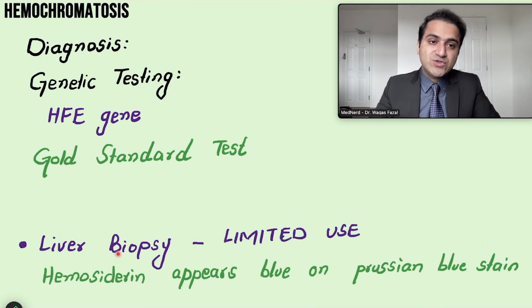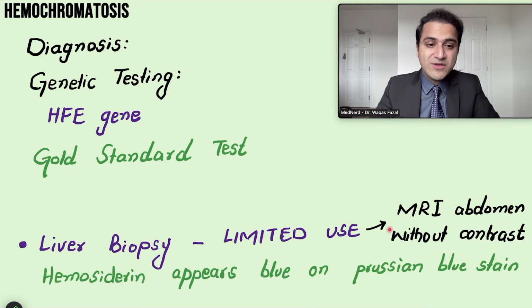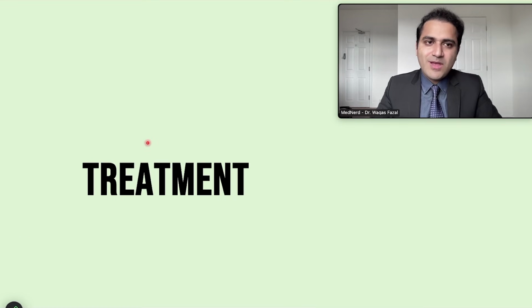In the past, it used to be liver biopsy, but it has limited use now because you can easily see the condition of the liver on non-invasive tests like MRI abdomen without contrast. On liver biopsy, you would stain it with the Prussian blue stain. On the Prussian blue stain, you would see hemosiderin appear blue. Now, coming to the treatment of hemochromatosis.